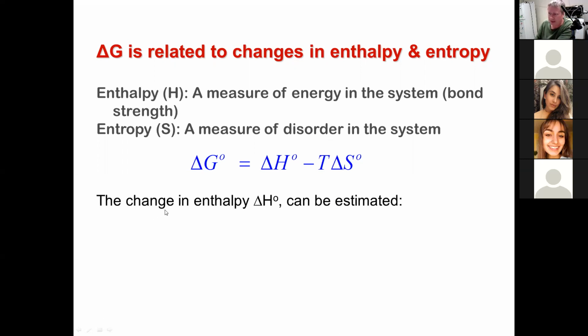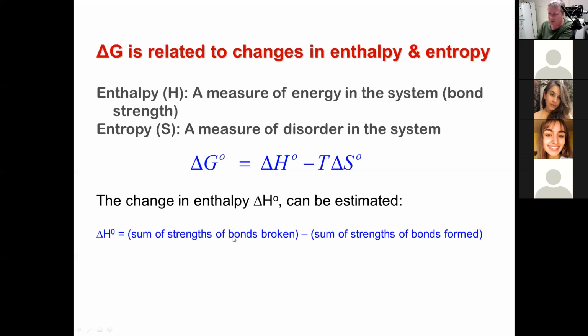The change in enthalpy can be estimated very easily, and we'll do this in this class. When we see some real chemical reactions, we're going to actually calculate delta H. Not there yet, but we will. Delta H is the sum of the strengths of bonds broken minus the sum of the strengths of the bonds formed in a chemical reaction. So you add up everything that's broken, subtract everything that's formed, and that gives you delta H. It's actually pretty easy to do. All you need to know are the bond strengths, and we have little tables of that. So this is actually an easy thing.